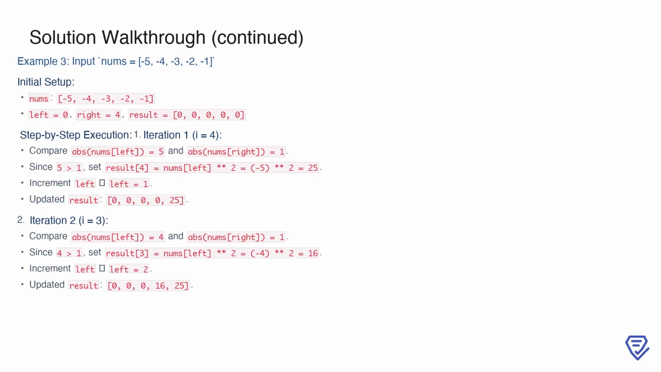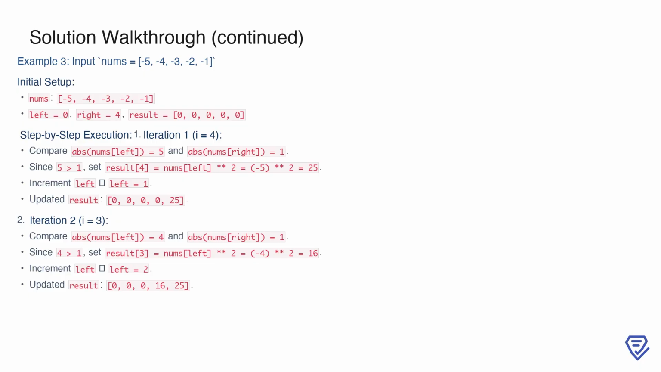The left pointer is at 0, the right pointer is at 4, and the result array is initialized as 0, 0, 0, 0, 0. In the first iteration, we compare abs(nums[left]), which is 5, and abs(nums[right]), which is 1. Since 5 is greater, we square nums[left] to get 25 and place it at the last position of the result array. We then increment the left pointer, and the result array updates to 0, 0, 0, 0, 25.